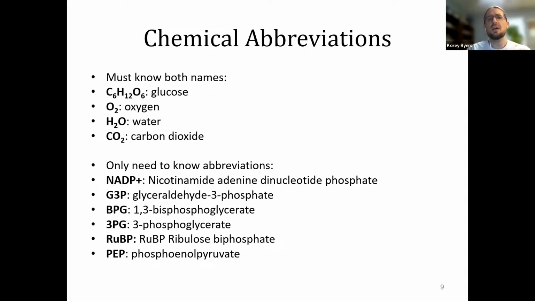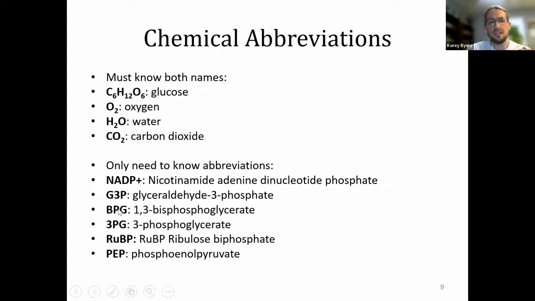In this chapter, it's a little heavy on some chemistry, so there are some basics that you have to know. When you see the formula C6H12O6, that's glucose. You should know that backwards and forwards. Whether I'm saying glucose and you have to come up with the formula, or I give you the formula and you have to know that it's glucose, know both ways. That holds true for oxygen, water, and carbon dioxide. When you're reading questions or when I'm discussing things, you should not have to think about what these mean. It should just be second nature: CO2, carbon dioxide, H2O, water.